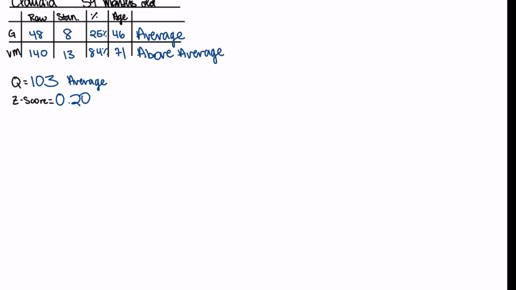When both subtests are combined, her quotient of 103 indicates that she has an average level of functioning in her fine motor skills. And that is how you score the PDMS-2.